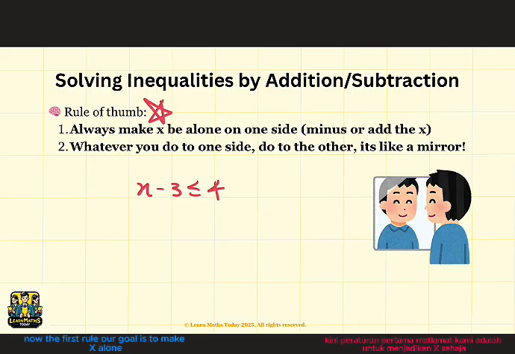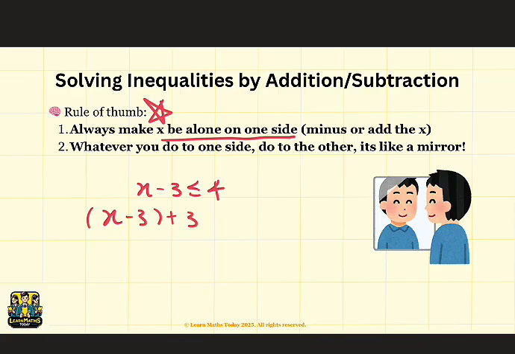Now, the first rule: our goal is to make x alone. So we have to isolate it. And how do we do that? We have to add 3 to both sides.